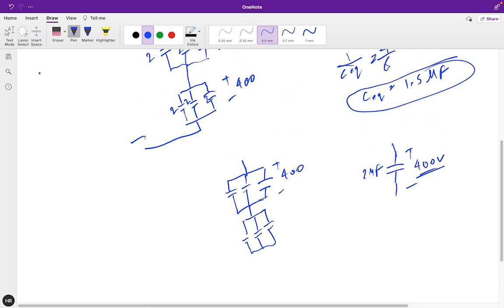Prasanna, understood or not? Anish, understood? Yes, sir. Priyanka, Vijay, Raj, everyone understood?